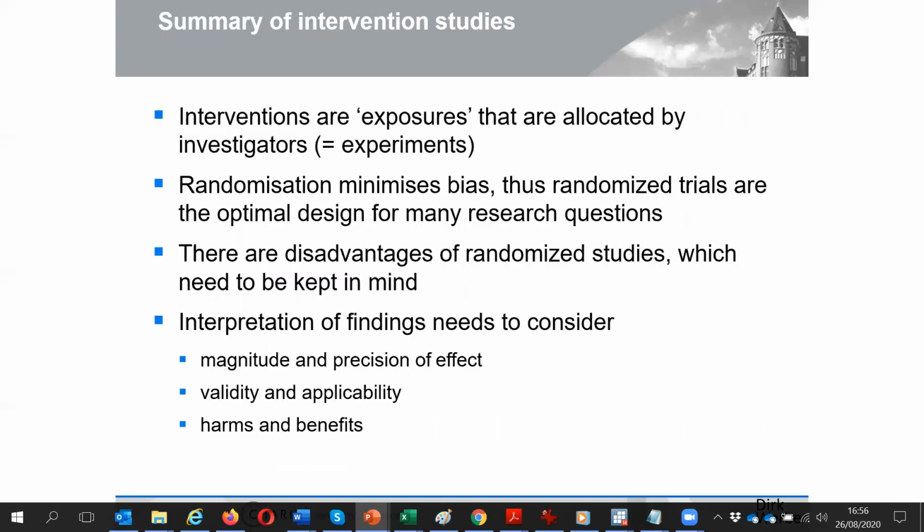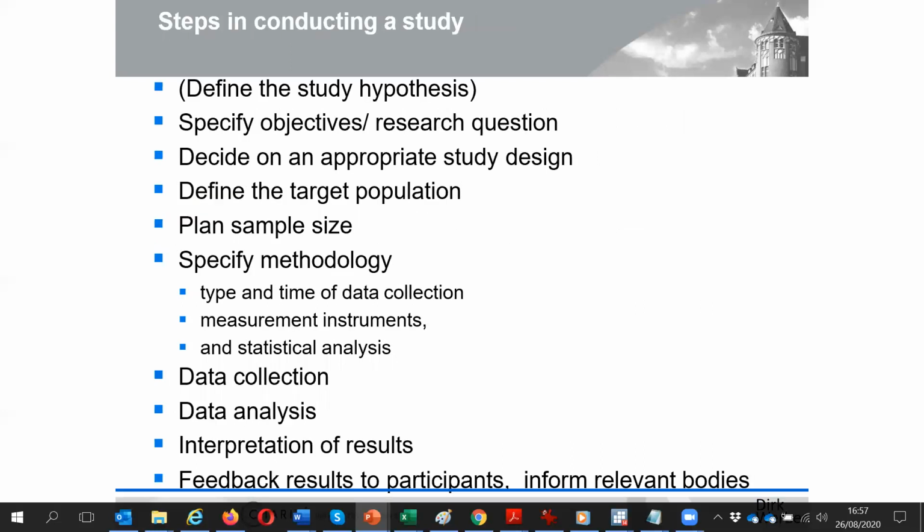So just to summarize, in interventional studies, exposures are allocated by the investigators. Randomization minimizes bias. Thus, randomized clinical trials are the optimal design for many research questions. There are disadvantages, and I think I've discussed those in terms of how to analyze the data and issues of ethics. Then interpretation of the findings needs to consider the magnitude and precision of the effect, validity and applicability, and harms and benefits. So as you interpret your findings, there are so many things you need to consider.